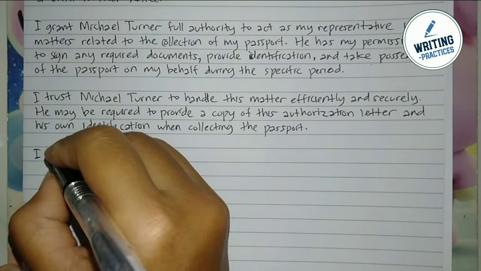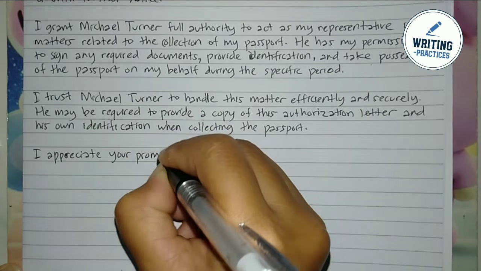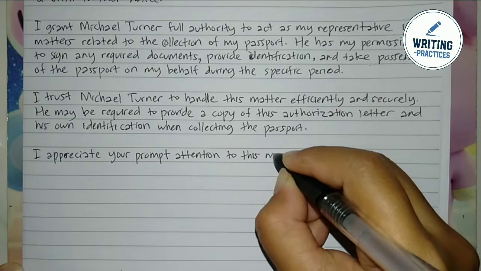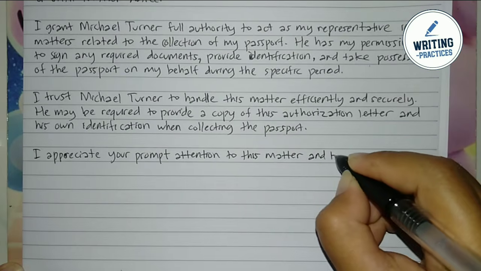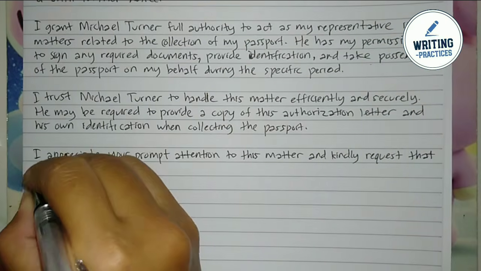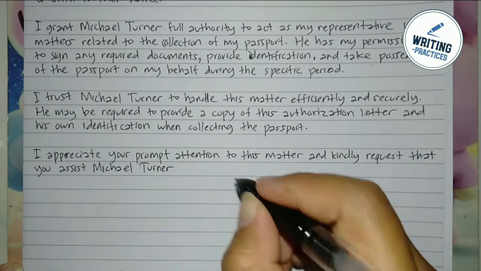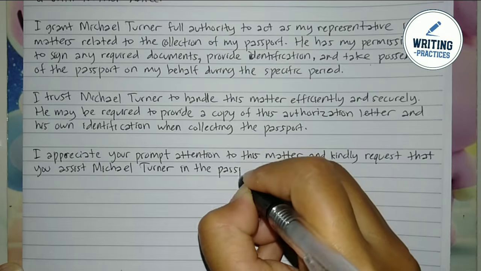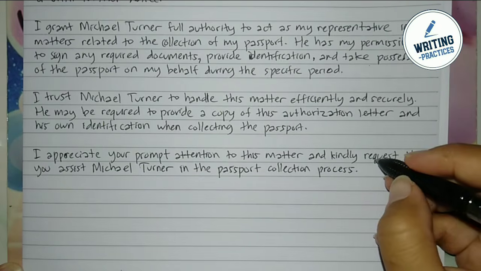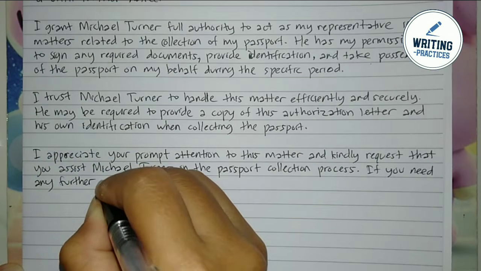In the fourth paragraph, you can offer assistance or contact information. The recipient may need it for any questions or clarifications related to the authorization. Simply, you can write, "I appreciate your prompt attention to this matter." And you can also ask the recipient's favor to help your representative with the process. You can write something like, "I kindly request that you assist Michael Turner in the passport collection process."